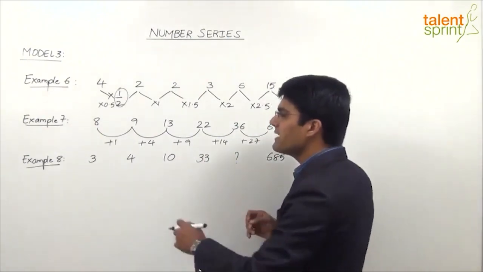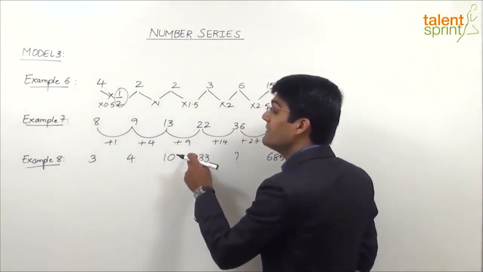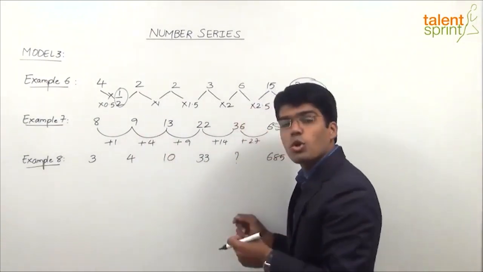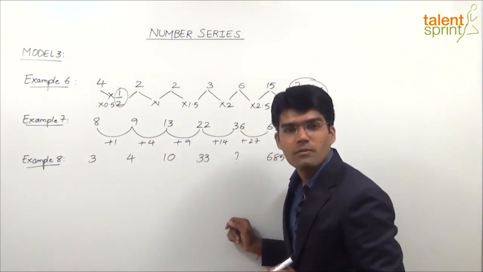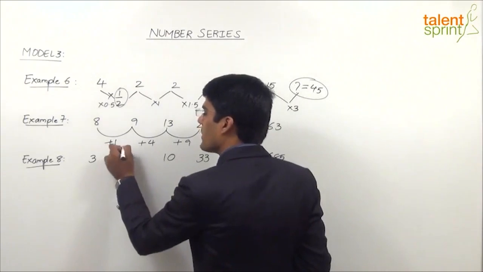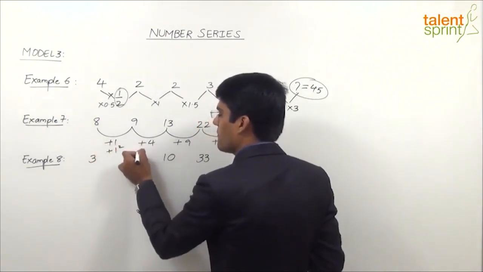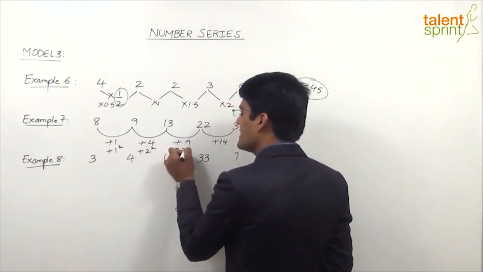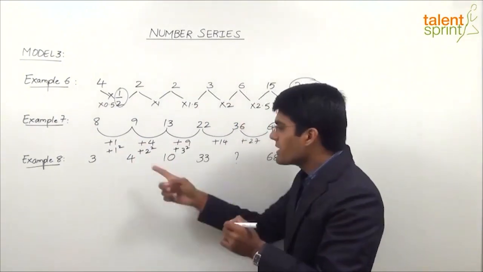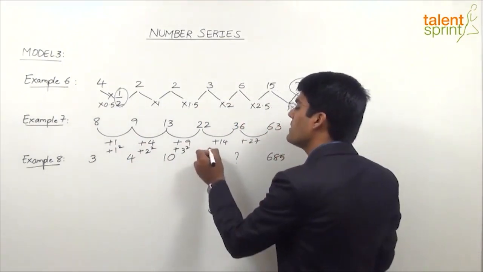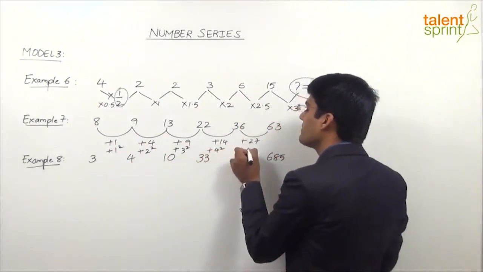Now if you look at the first three differences here, 1, 4 and 9, we see that these are all squares of natural numbers starting from 1. For example, 1 is nothing but 1 square. So this is plus 1 square. 4 is 2 square and 9 is 3 square. So if we try to continue with this pattern, the next one should be plus 4 square, and then we should have plus 5 square.